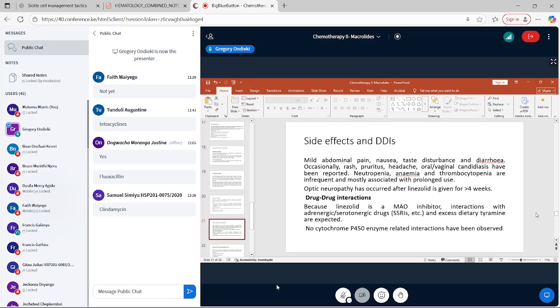Drug interactions: it inhibits monoamine oxidase, and so it means there will be interaction with serotonergic and adrenergic drugs such as SSRIs and excess dietary tyramine. And where do you get tyramine from? Which foods do we eat that you think contain tyramine? Milk products and cheese. Yeah, they contain tyramine, okay? So other than SSRIs, which other drugs are usually metabolized by monoamine oxidase?